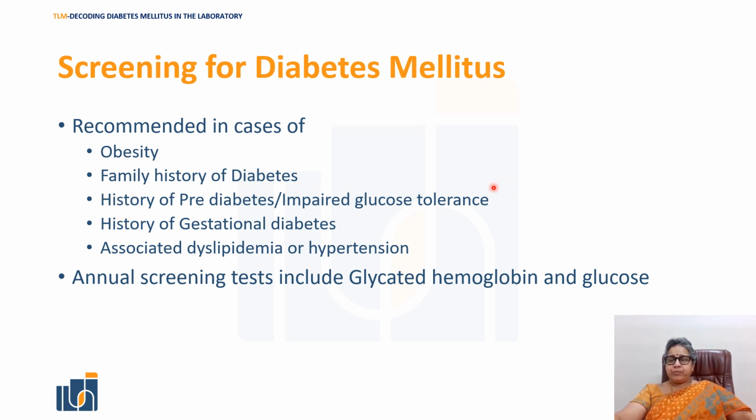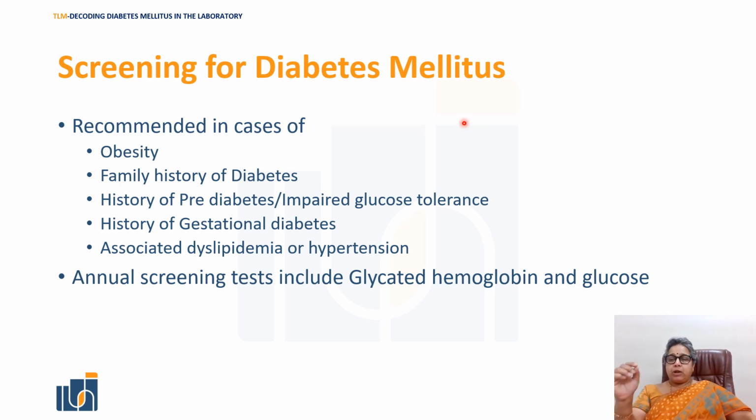glucose tolerance. We discussed those values. History of gestational diabetes. I've had one child and I've had gestational diabetes diagnosed. It became normal after the birth of my child, but I still will screen you and monitor you annually. Associated dyslipidemia. So you have high triglycerides, high cholesterol, high LDL, or I am hypertensive. So if any of these conditions applies to you, then it is better that one starts getting screened for diabetes.